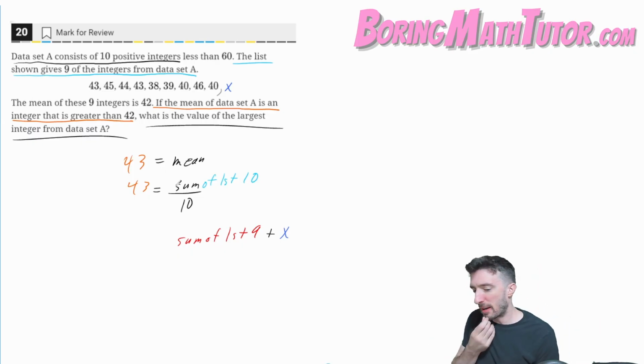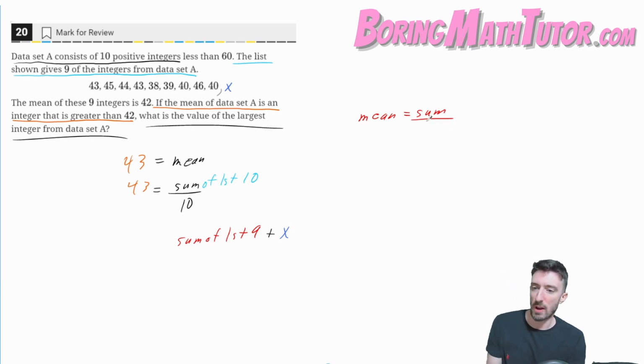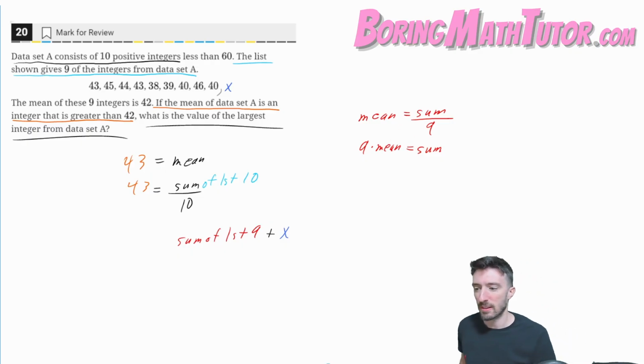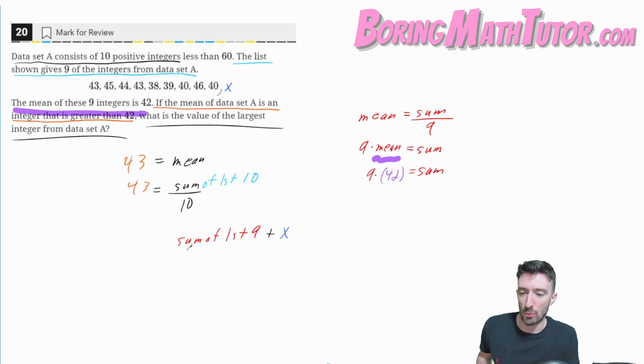So how could I find the sum of the first 9? Well, if I know the formula for mean is that it's supposed to be the sum over how many numbers you added up, well, if I'm using 9 numbers, then if I wanted to get the sum, I would just have to do 9 times whatever the mean is. But, lucky for us, they told us what the mean is for the first 9. They told us it's 42. So that means I can do 9 times 42 to just get that sum real quickly.